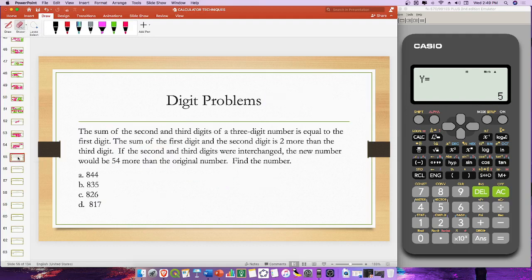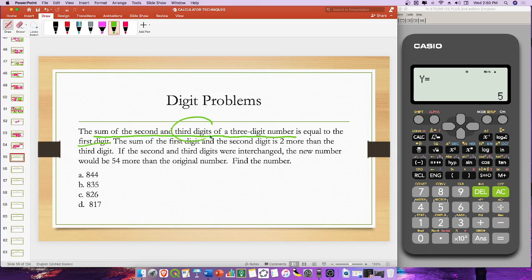Okay, let's proceed to the next number. Now, can we use the I technique here? Most likely we can. So we will start using the I technique now on the rest of the problems, and later on we will check if our method is really correct. Let's start with the first statement: the sum of the second and third digit of a 3-digit number is equal to the first digit. So take note of this.